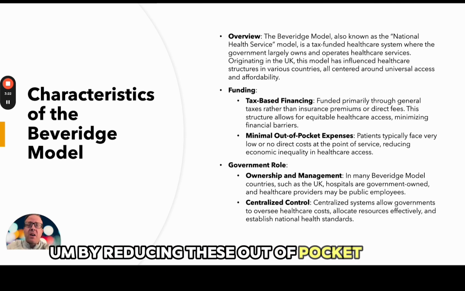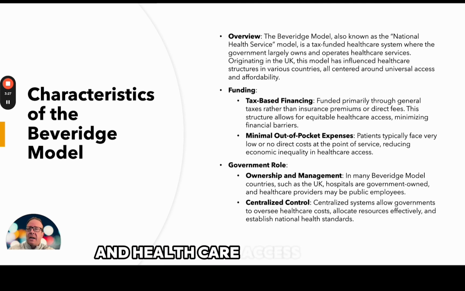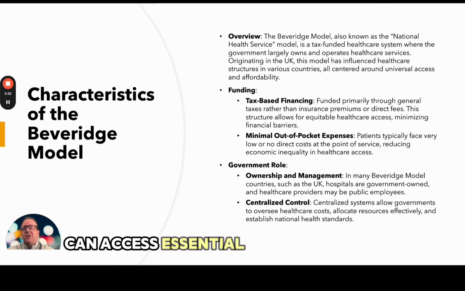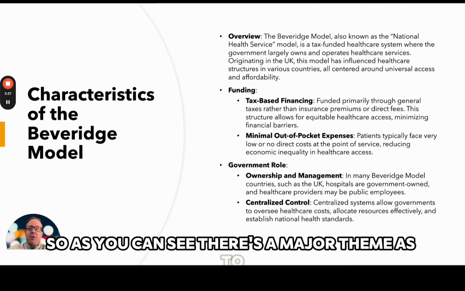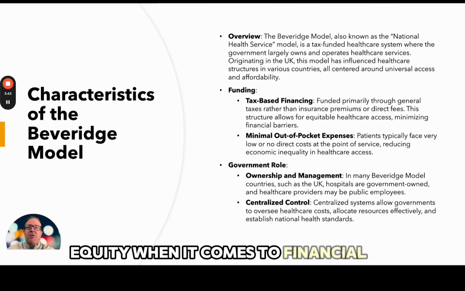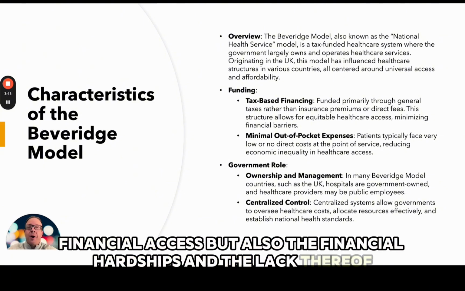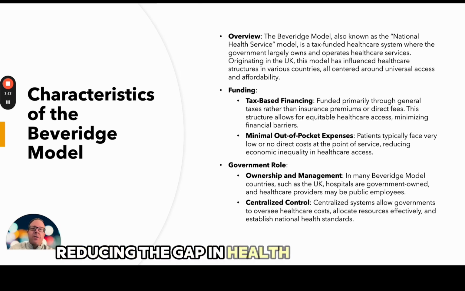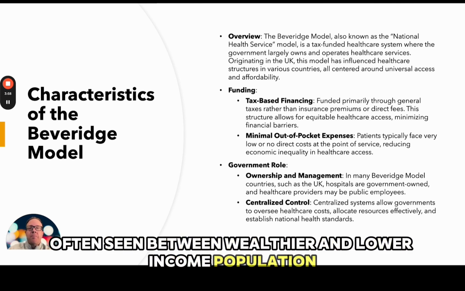By reducing these out-of-pocket costs, the Beveridge Model significantly reduces economic inequality in healthcare access. As well, in this model, everyone, regardless of income level, can access essential services without facing financial hardship. So as you can see, a major theme and characteristic of this model is equity when it comes to financial access, but also the financial hardships and the lack thereof. This principle has far-reaching effects on health equity, reducing the gap in health outcomes often seen between wealthier and lower income populations.